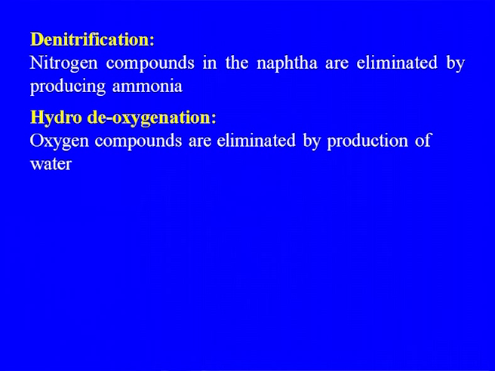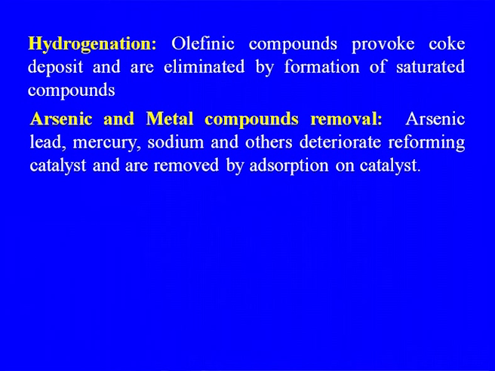Denitrification: nitrogen compounds in the naphtha are eliminated by producing ammonia. Oxygen compounds are eliminated by production of water, so the process is hydrodeoxygenation. Hydrogenation: olefinic compounds provoke coke deposit and are eliminated by formation of saturated compounds. Arsenic and metal compounds removal: arsenic, lead, mercury, sodium and other heavy metals which are present deteriorate the reforming catalyst and are removed by adsorption on the catalyst.